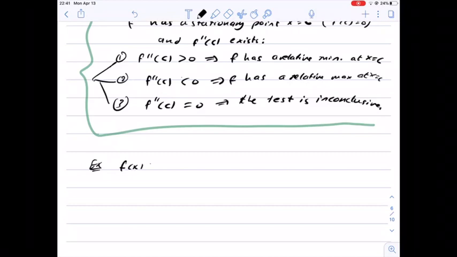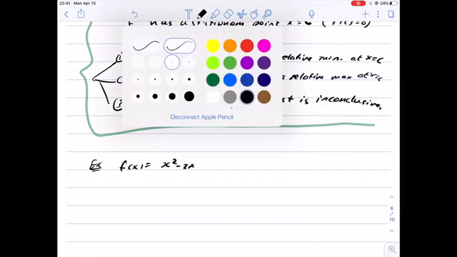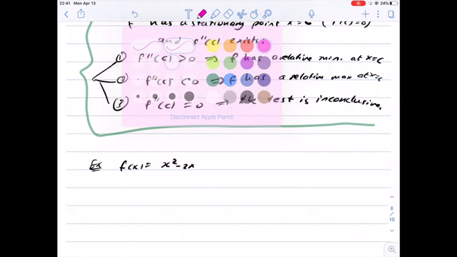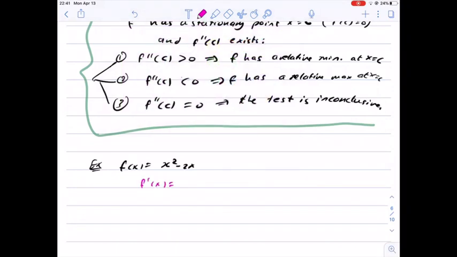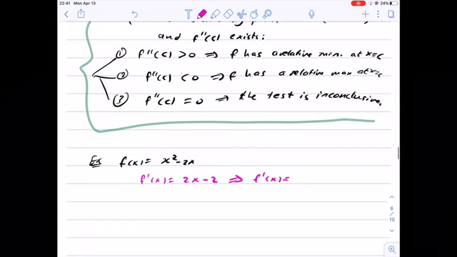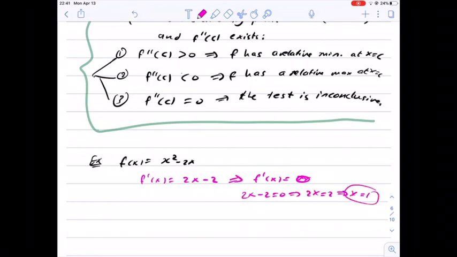Now let's take some examples. For example, if f of x equals x squared minus 2x, we want to determine the relative extrema. So we find the first derivative. First derivative is 2x minus 2. And then from this we find the critical point, or the stationary point. We set 2x minus 2 equals 0. 2x equals 2, and then divide by 2 to get x equals 1. This is a critical point, which is a stationary point.